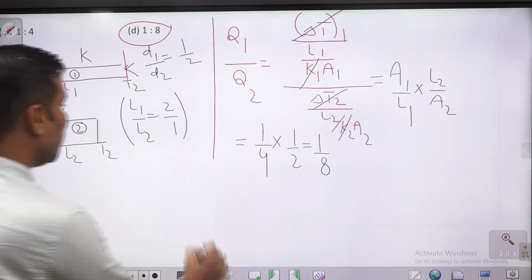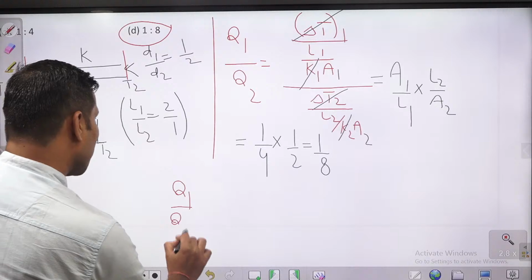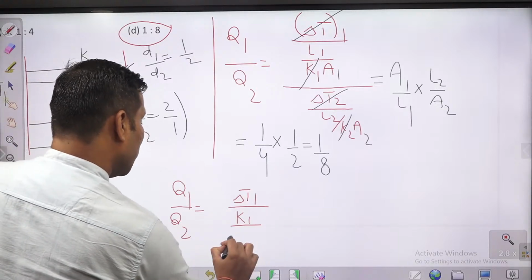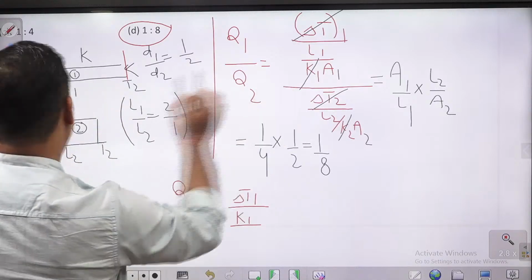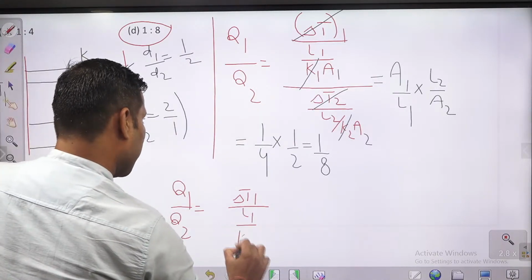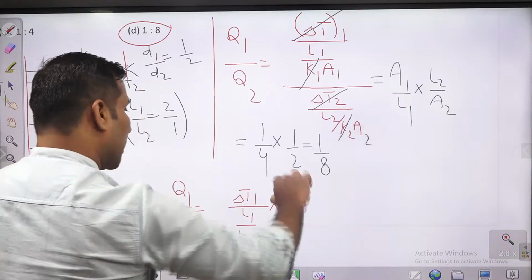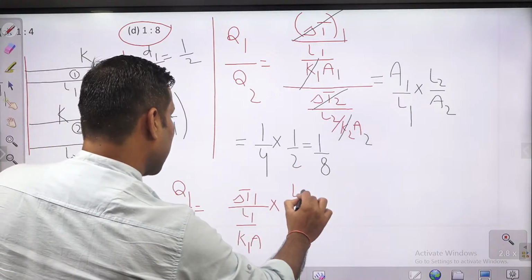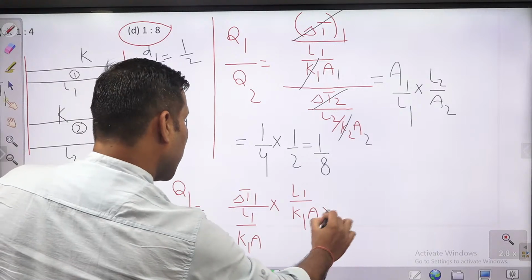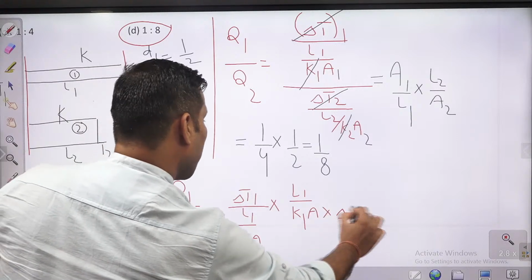So you can write Q1 by Q2 ऐसा भी आप लिख सकते हो अगर आप लिखना चाहो. So delta T1 by K1, not K1, L by K1, so L1 by K1A. और इसमें मैं उल्टा कर देता हूं तो क्या आ जाएगा आपका? This is L1 by K1A into delta T2.